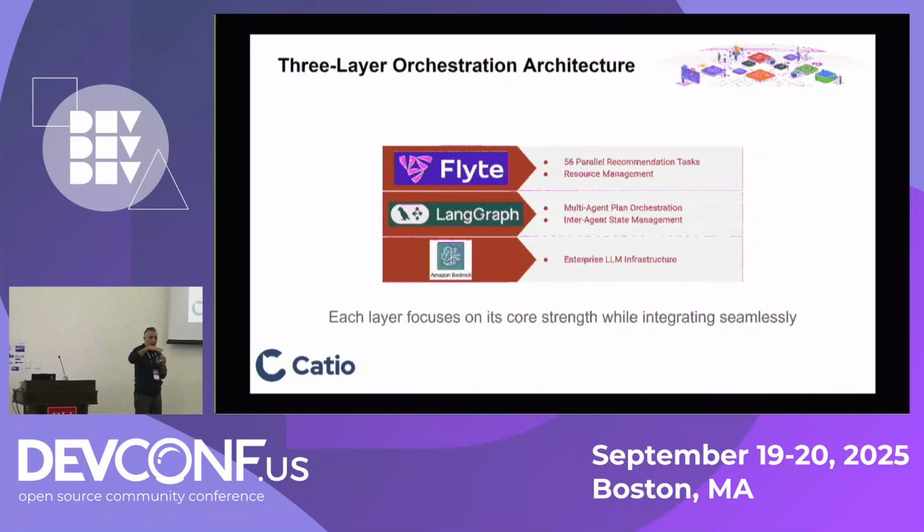And then on top of it, we use Flyte. Flyte orchestrates all the different agent execution contexts, because as I said, we have a lot of parallelization. We have a lot of agents running all in parallel, so we use Flyte to orchestrate that. I'll show how in a little bit of detail. But in essence, each layer focuses on its core strength, and they all integrate together.